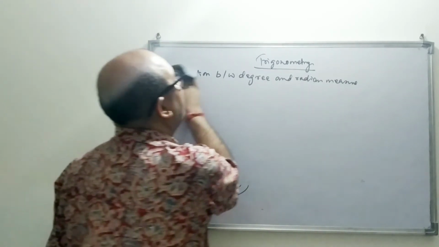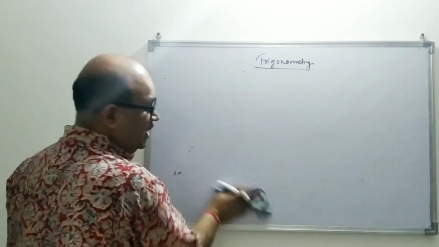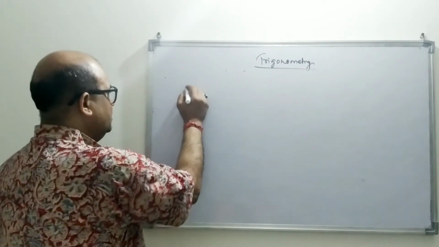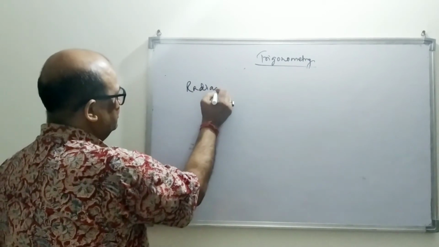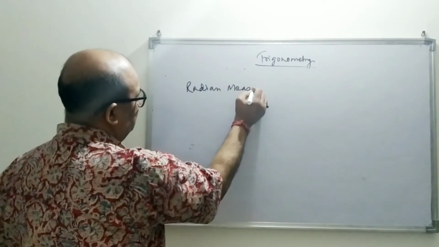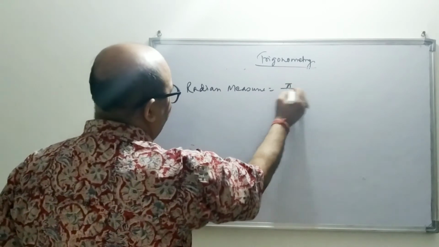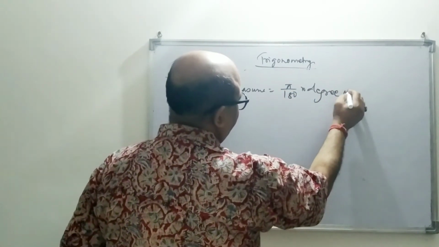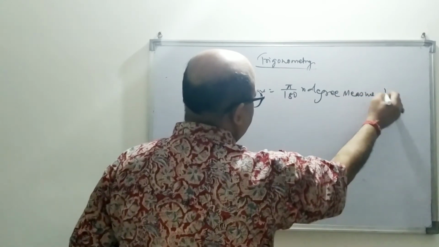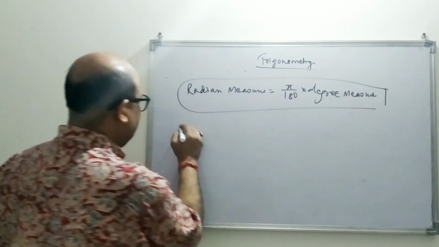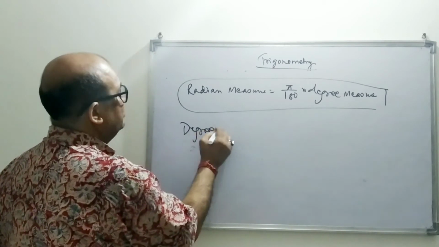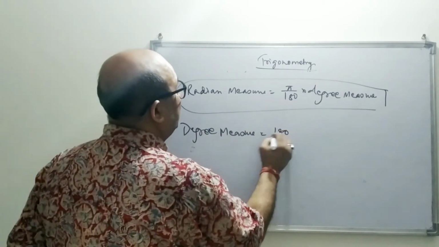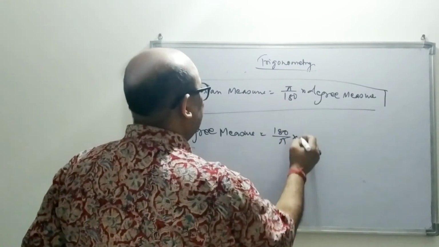Now I will come to different degrees for solving. Suppose we are finding the radian measure. Radian measure equals pi by 180 into degree measure. This is the identity. And degree measure equals 180 by pi into radian measure.